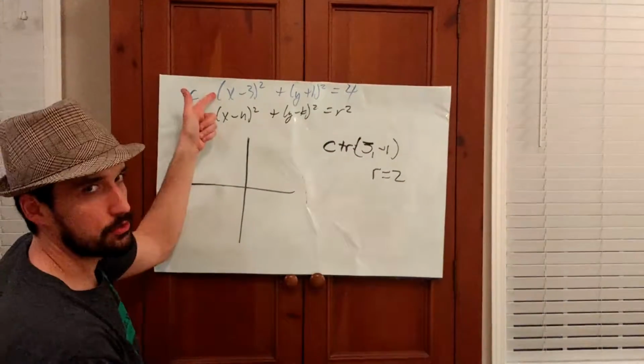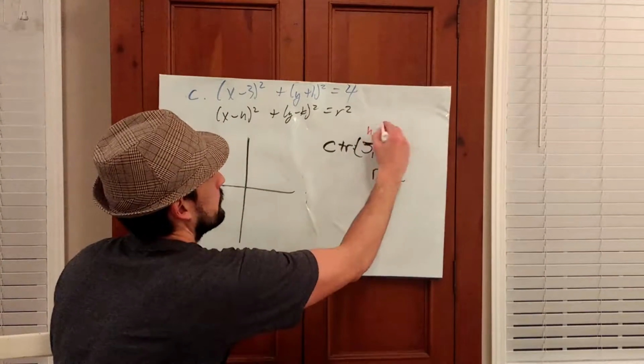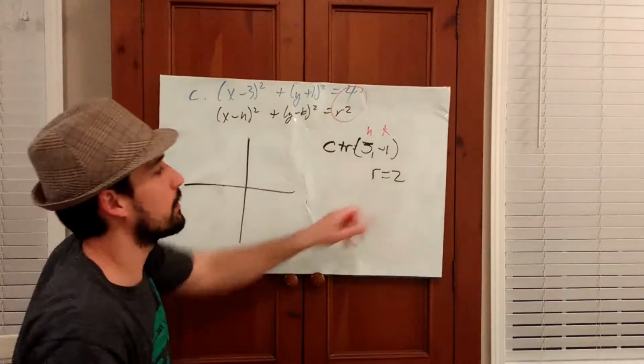But remember, we had our circle, we had our standard form circle equation, h and k being the center. Here's my h, here's my k. And then the radius came from the end. So if r squared was 4, that meant r had to be 2.